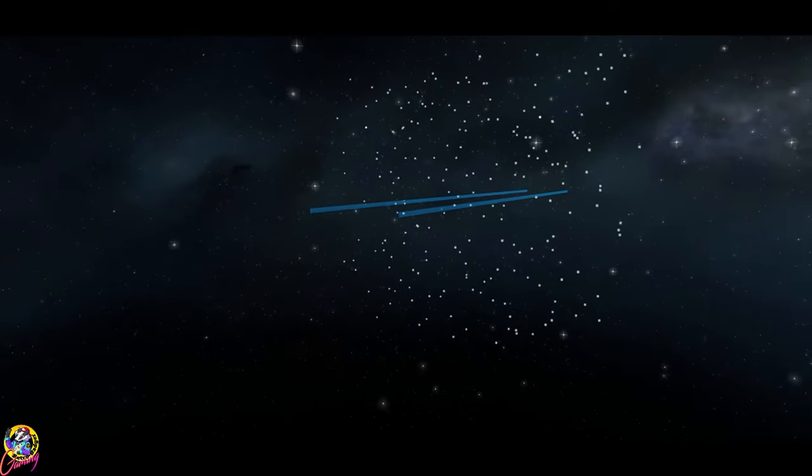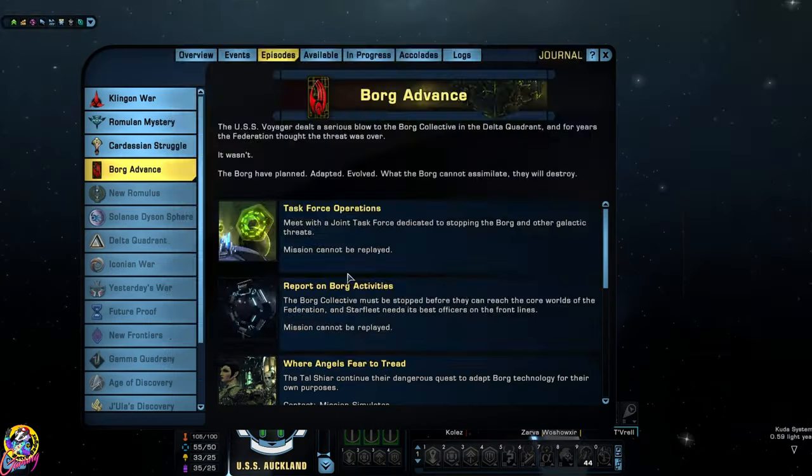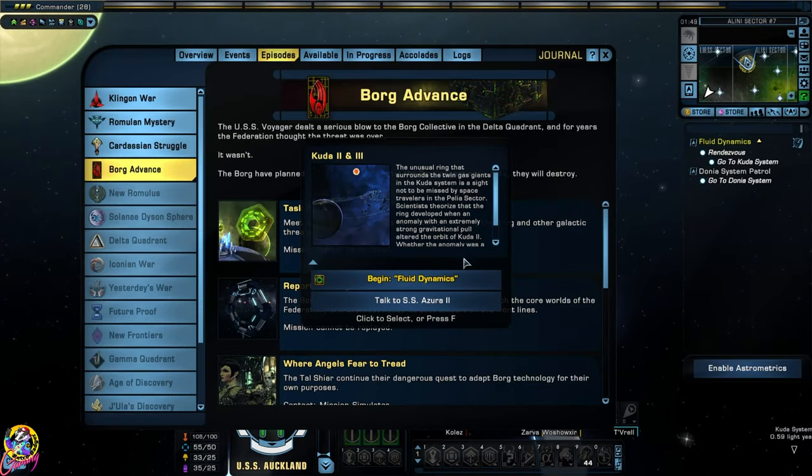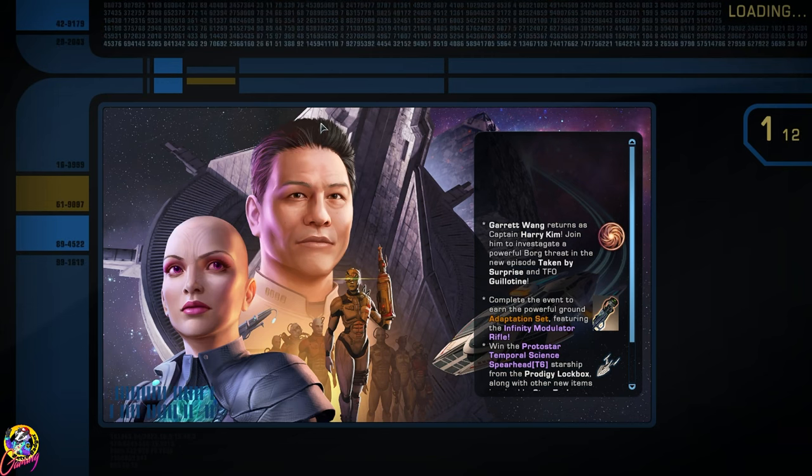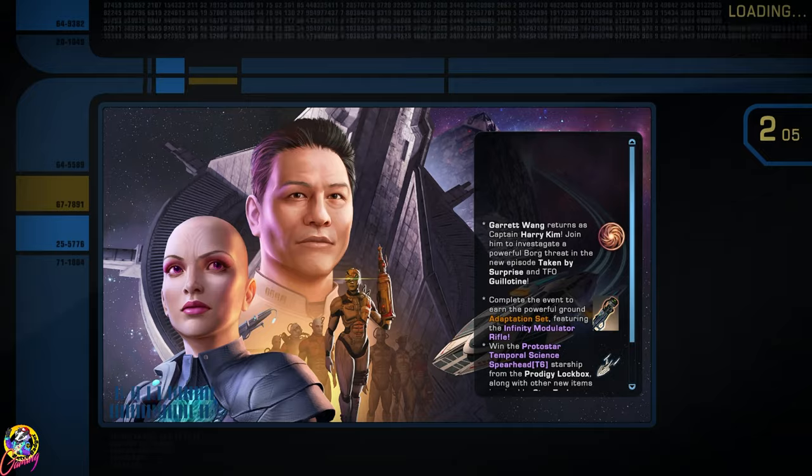As you can see, I'm not in front of a starbase this time, or Earth space dock. I'm learning. We don't transwarp into things. Harry Kim, and thank you for pointing out that you can actually get the Infinity Modulator, so I'm going to have to try and do that ASAP. Of course, the great Garrett Wang returns as Harry Kim.